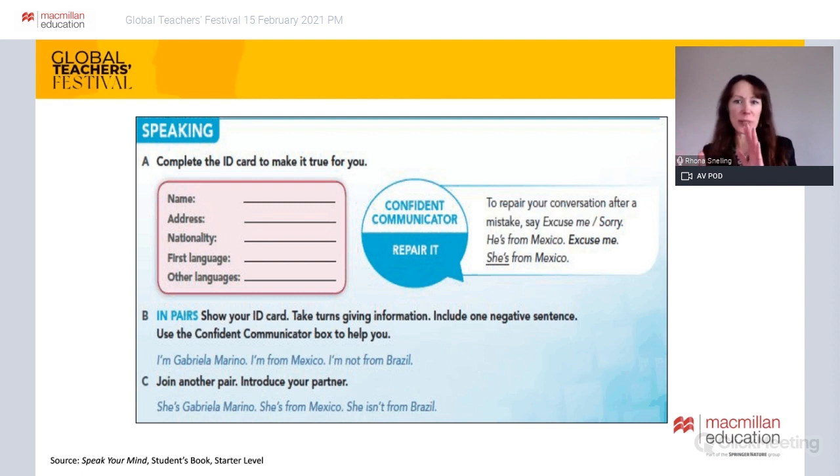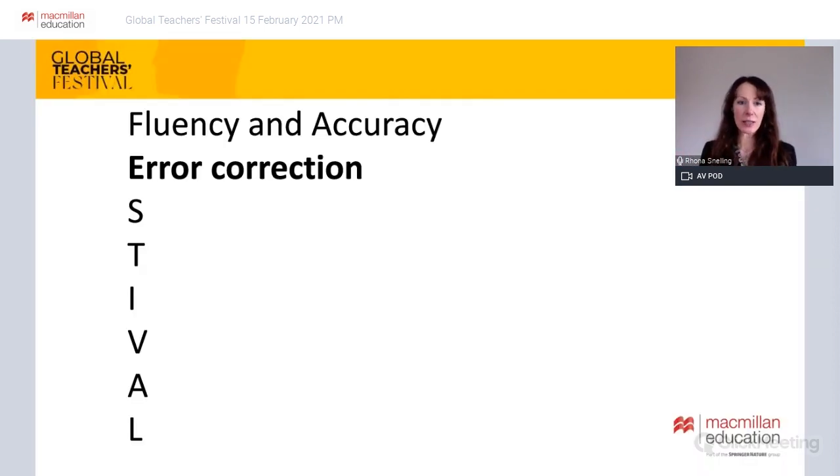So fluency and accuracy. Let's move on to our next letter in the FESTIVAL acronym, and that's E for error correction. And again, this is incredibly closely related to fluency and accuracy. And it's another huge topic as well. And again, we're just going to look at an aspect of it today. And errors here, we're just going to very simply say it's an incorrect example of language.